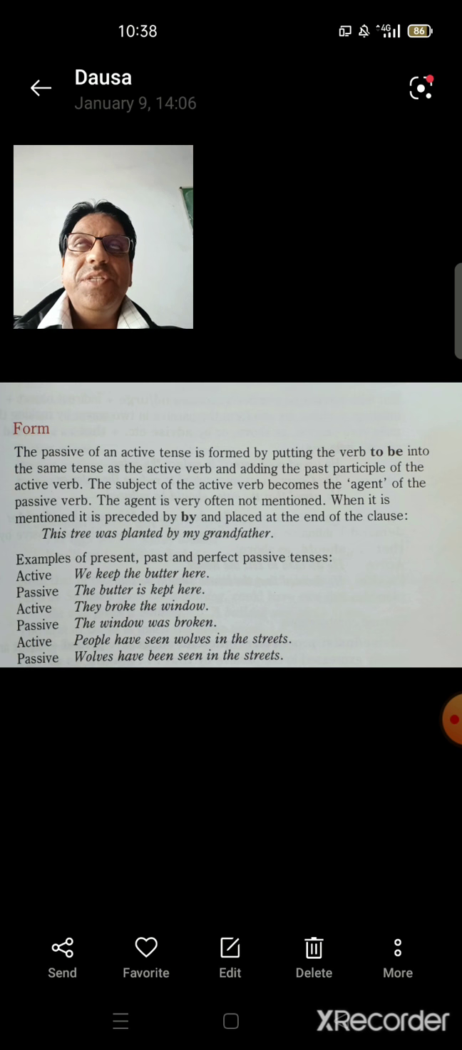Now the third case is present perfect. That is, people have seen wolves in the street. So again, here we have the perfect tense. So the main verb is seen, which is again the past participle. So we have wolves have been, the verb be here is been, seen in the streets. This is our passivization for present, past, and present perfect.